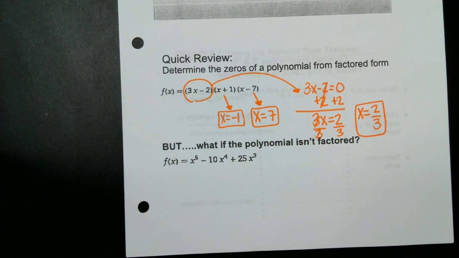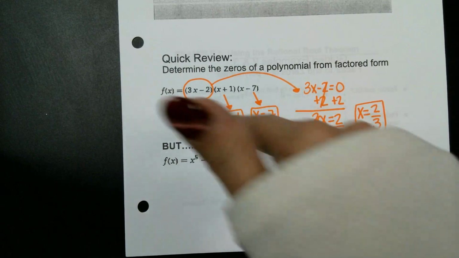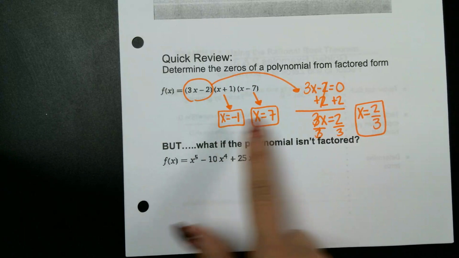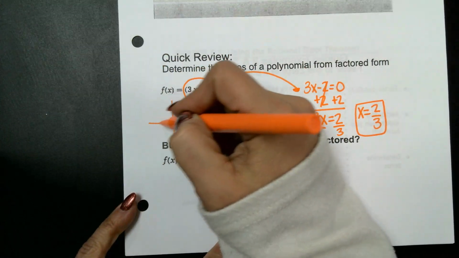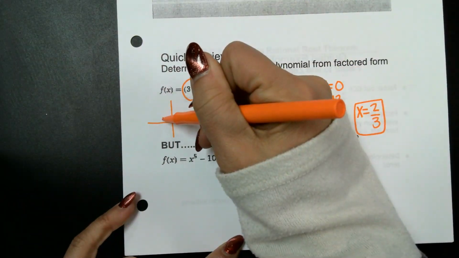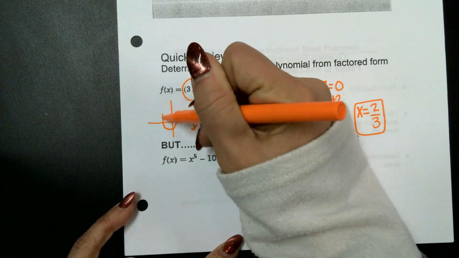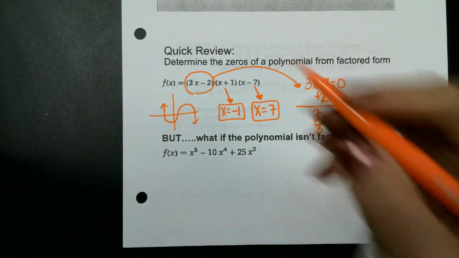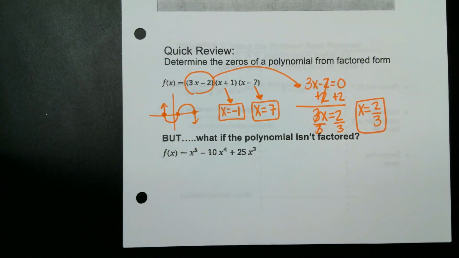That problem had 3 roots, which means if I were to actually graph this, it would cross the x-axis in all 3 spots. It would cross at -1, at 2/3, and at 7. So it wouldn't just be like a parabola that crosses at 2 places. Here's your x and y axis. It might cross at -1, cross at 2/3, and then cross over here at 7. It might be a graph that looks like that. This would have 3 solutions because it crosses in 3 different places.